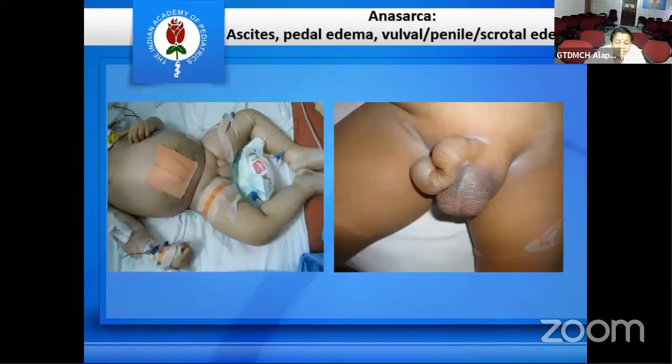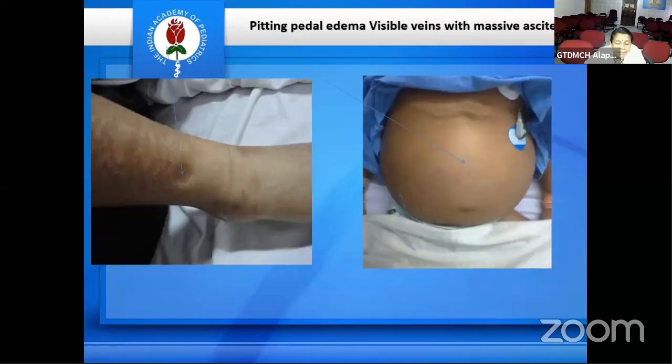You can see the pedal edema, vulval, penile, scrotal edema, generalized edema. That is called anasarca. You can see the pitting pedal edema. You can press above the medial malleolus for 30 seconds. Not on the medial malleolus, above the medial malleolus on the shin for 30 seconds, and you can see the indentations.